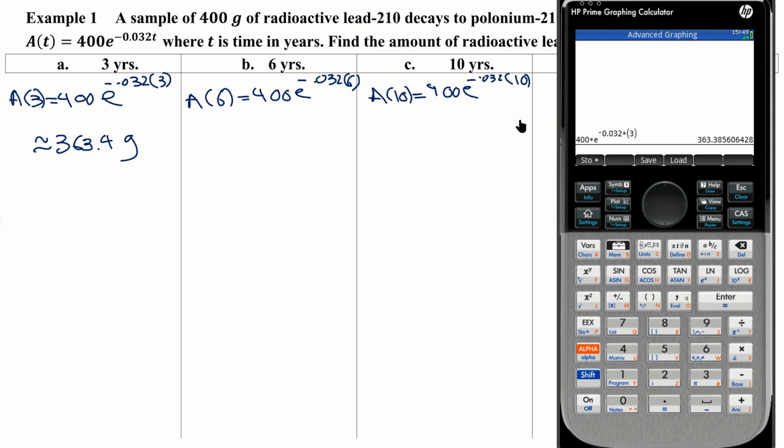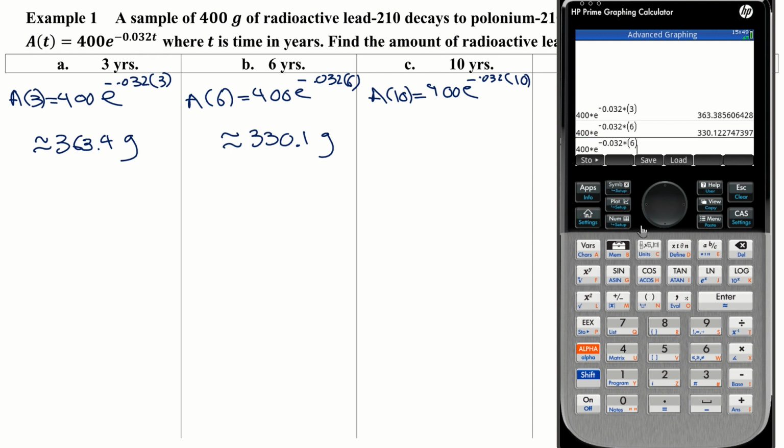363.4 grams if we just round to the nearest tenth. Now for the next part, the nice thing is you can just double click that, it copies it, just place the cursor right after the 3 and delete the 3 and replace it with 6. So we get, for after 6 years, the amount left will be approximately 330.1 grams, rounded to the same nearest tenth.